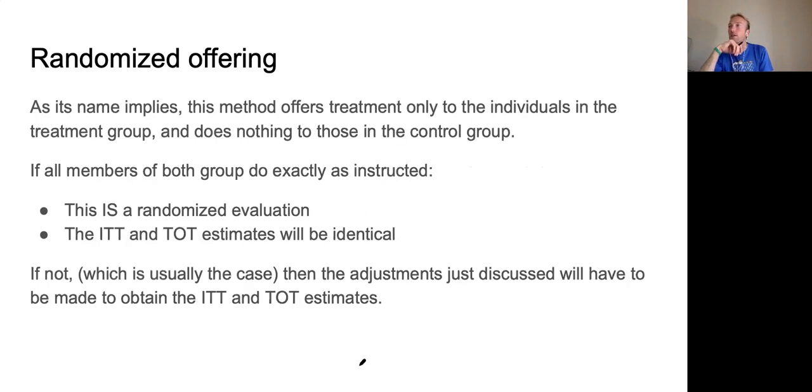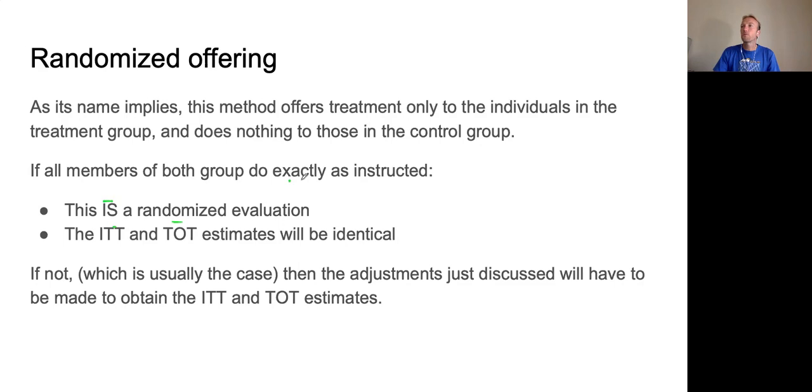Okay, so randomized offering. Basically, here's what we do. It's just like it sounds like. You just offer the pills, or you offer the treatment just to the individuals in the treatment group, and you don't do anything to those in the control group. And then if all members of both groups do exactly as instructed, this is totally a randomized evaluation, and the ITT and the TOT estimates will be identical. You're like, wait, isn't this what I kind of always thought about? Yes, sort of. I think maybe a couple slides ago, we were imagining that when we offer a pill to everybody, we actually force it down their throat. That's not what really happens in real life. We just give everybody in the treatment group pills and hope they take them, and then we don't do anything to the control group, okay?